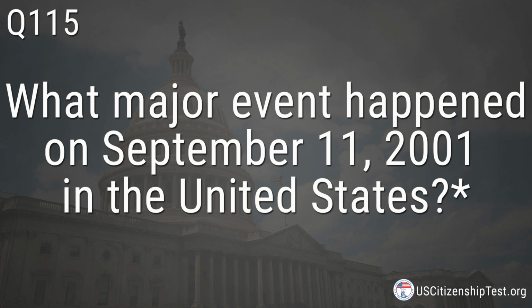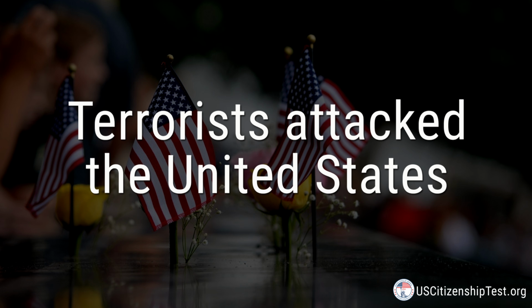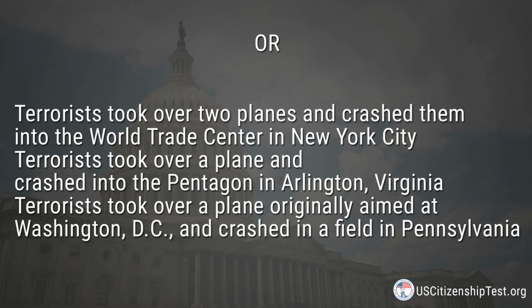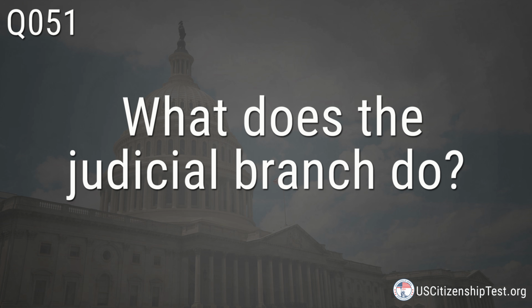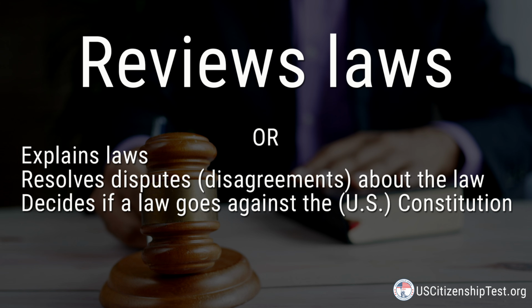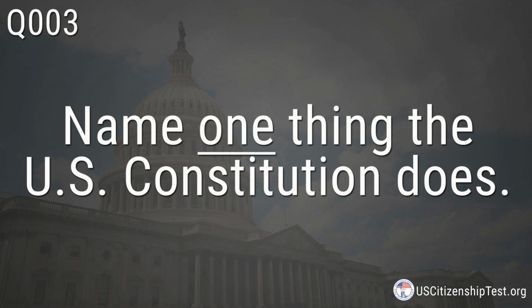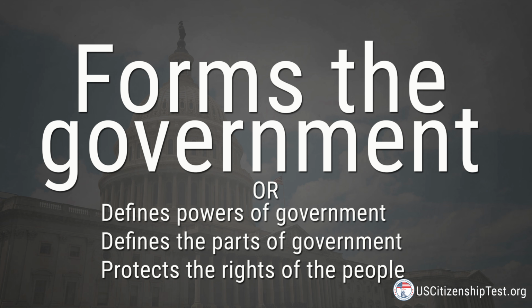What major event happened on September 11, 2001 in the United States? Terrorists attacked the United States. What does the judicial branch do? Reviews laws. Name one thing the U.S. Constitution does. Forms the government.